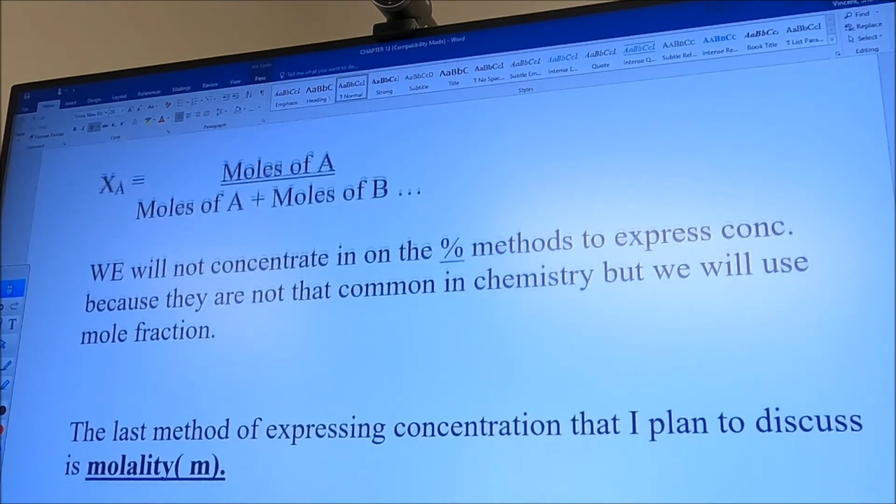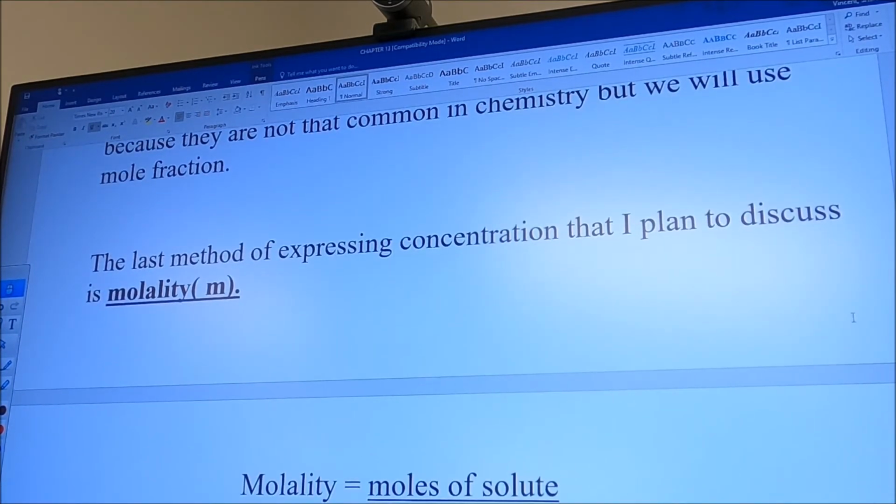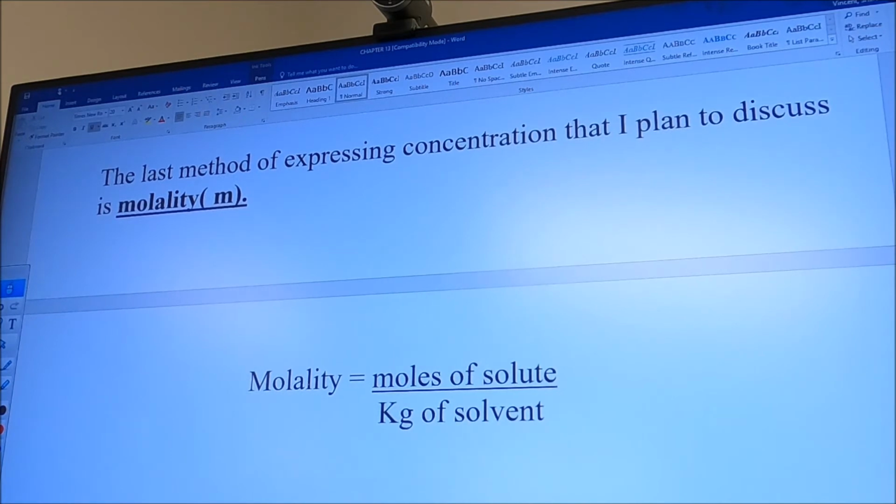Come on. Okay. Now, the last way to express concentration is going to be one that's very important to us for the last third of this chapter. And that's molality. Okay? Sounds very similar to molarity, but it's molality. The symbol for molality is a lowercase m. Molality is moles of solute divided by kilograms of solvent.